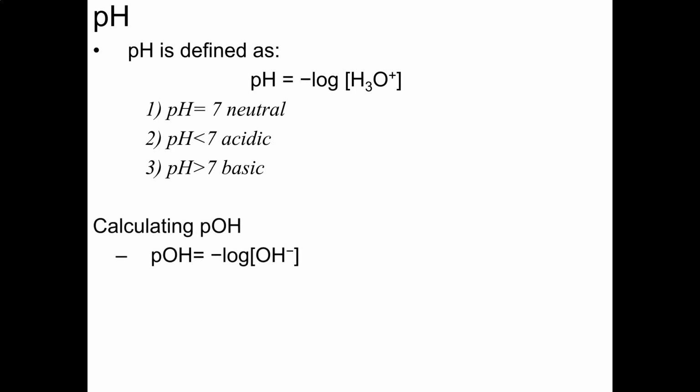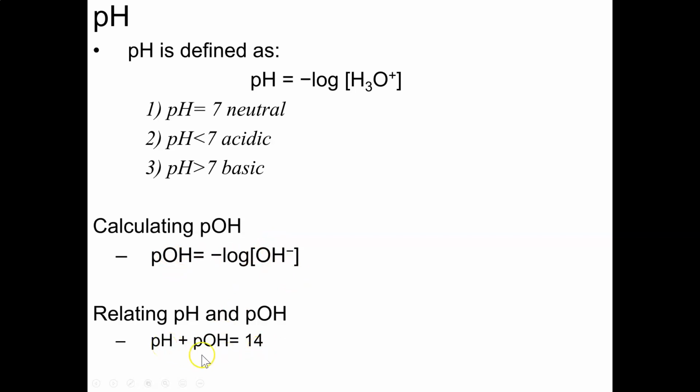Calculating pOH is similar to pH, except pOH is the negative log of the hydroxide concentration. Which one do you use when? If I have hydronium, I calculate pH. If I have hydroxide, I calculate pOH, and then I would use this to go to pH. They're going to ask you for pH 99.9% of the time. So if they give me hydroxide, I would use this, get a number, subtract from 14, and get my pH.